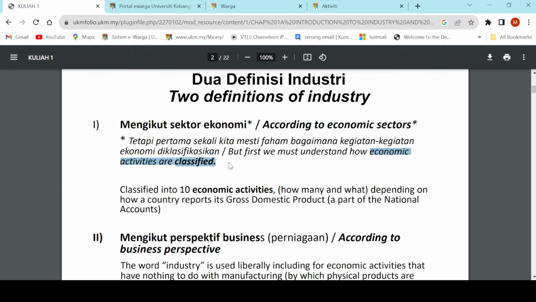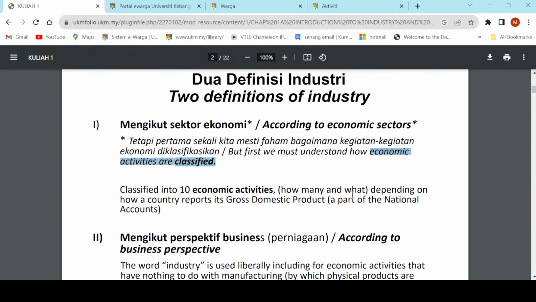The formal economic activities are grouped together, and how they are classified is what we want to know first before we can understand the word industry. The formal ones are categorized into 10 main economic activities. 10 main, I should write here main. How many and what? Here 10. How many? Can be 11, can be 12, can be 13. And what are they?